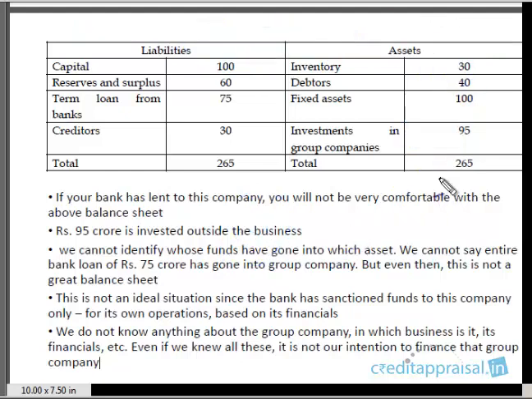That's why this is a balance sheet with which, as a banker, you are not comfortable. Okay, the entire 265 was not sanctioned by the bank. There is some capital, right? The owners' funds put together are 160, right? Reserves and surplus and capital put together, we had 160. So the owners have 160, the bank has sanctioned 75, and there are some outside creditors of 30. So put together 265 lakhs. Now here is the point. We cannot identify whose funds have gone into which asset. Now this 265 as a whole has been apportioned into various uses.